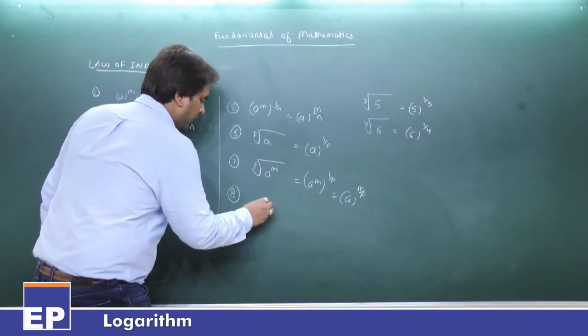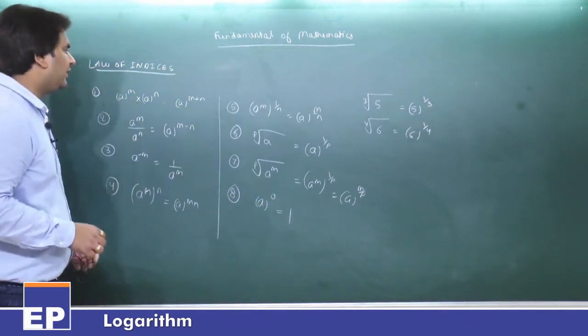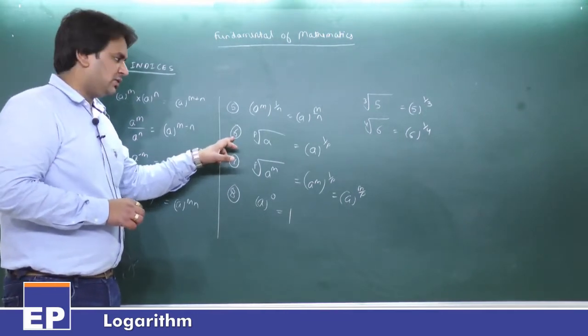One more rule is also there. Next is a to the power 0. Some number to the power 0 is equal to what? 1. Okay, these are the laws of indices that you have to remember. The important one is this. Okay, note it down.